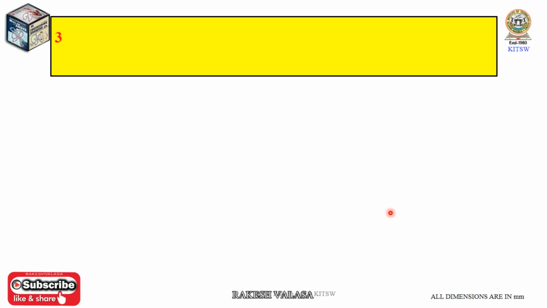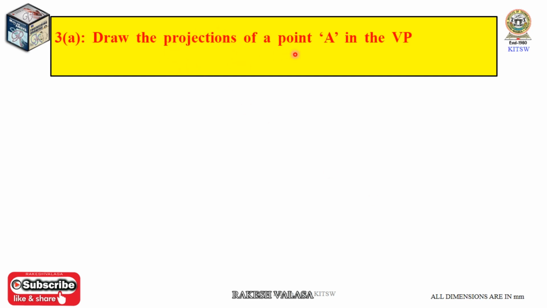Next, move to 3A. Draw the projections of a point A in the VP and 25 mm above the HP. This is a very simple problem. The condition is directly given. First draw the XY line. We know that above the HP means above the XY. We can see the front view. Above or below gives the front view on the vertical plane.